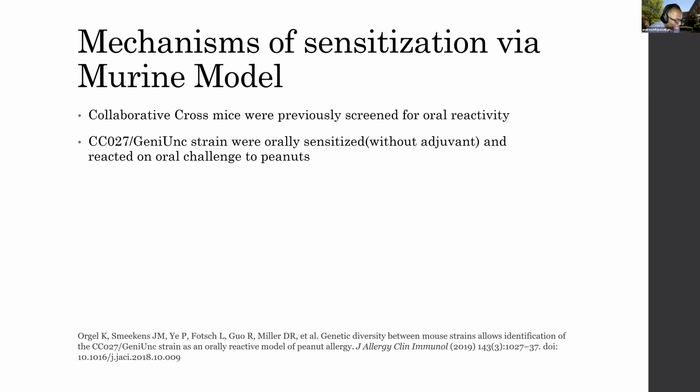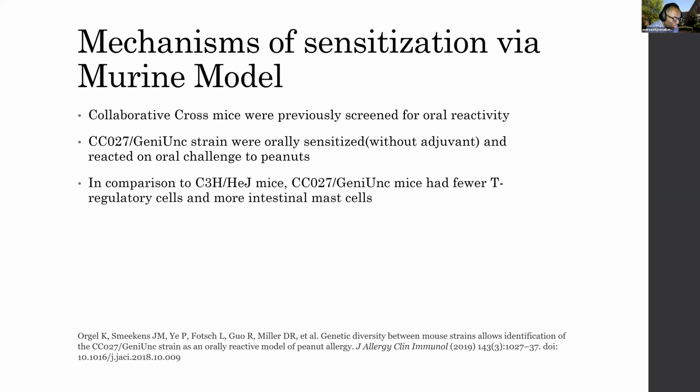allergies in this model. And so in comparison, there are some critical immune differences between the strain we're going to be studying, the CC027, and the C3H strain of mice. They have fewer T regulatory cells and more intestinal mast cells. Mast cells are really important for developing food allergies, and so that's what's listed there.